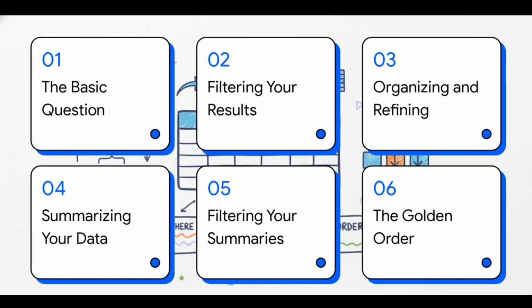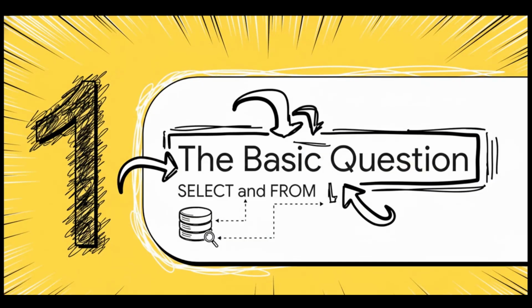Here's our game plan. We'll start with the most basic question. Then we'll learn how to filter our results, how to organize and refine them, and even how to summarize everything. Then we'll see how to filter those summaries before we put it all together in what I like to call the golden order. Okay, first things first, let's get down to the absolute fundamentals.